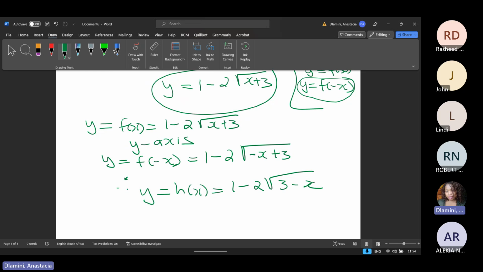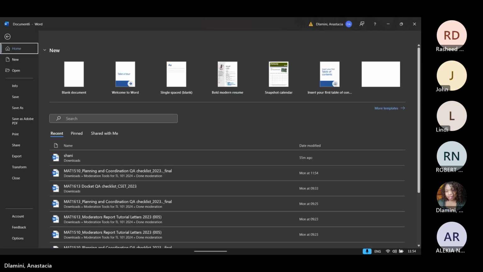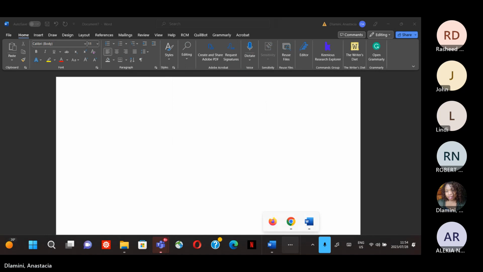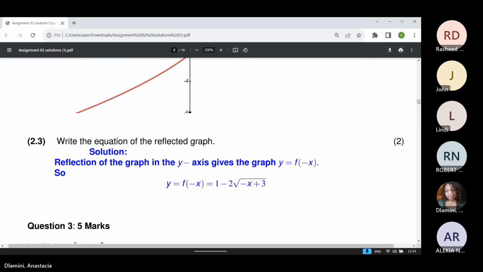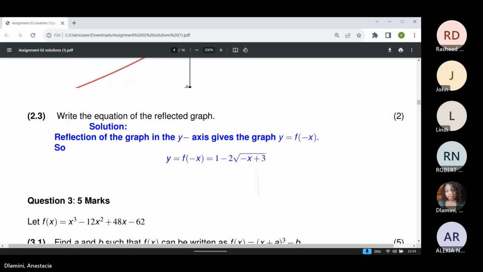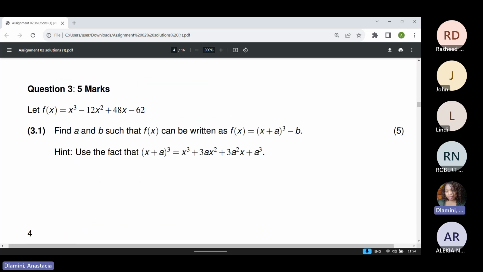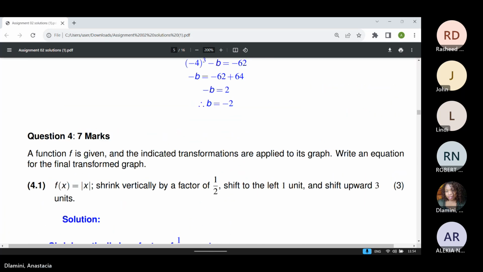Are we all okay there? Yes. Yes, ma'am. Thank you. Okay, now we can move. So this is the equation of this graph over here. So I said question 4.